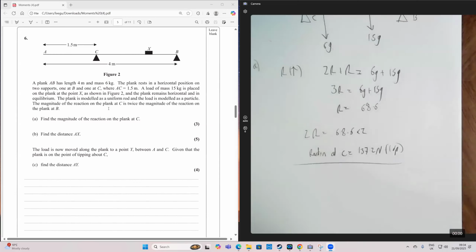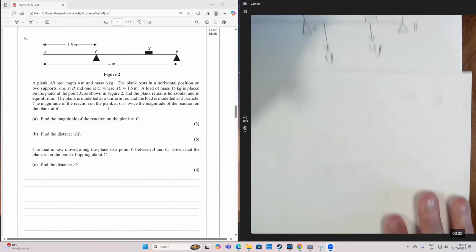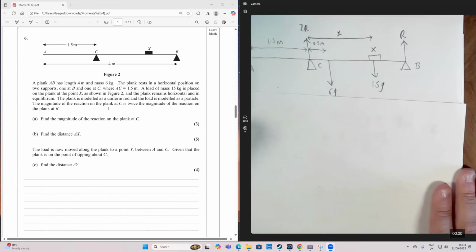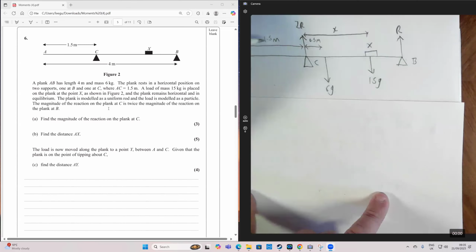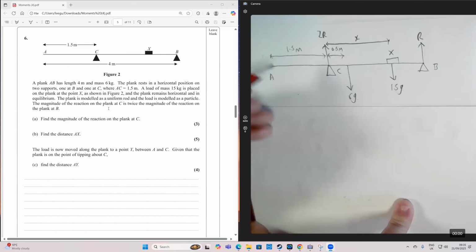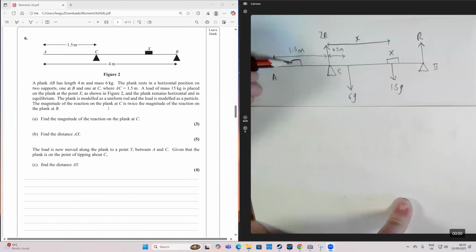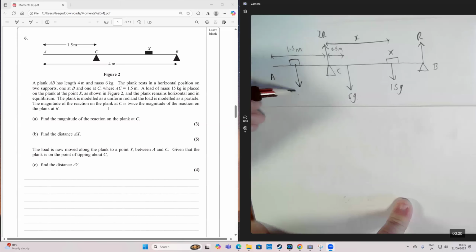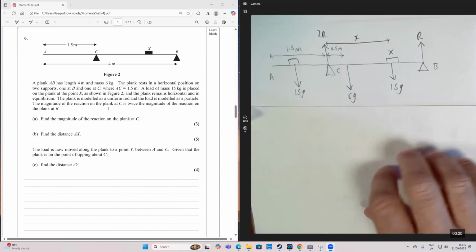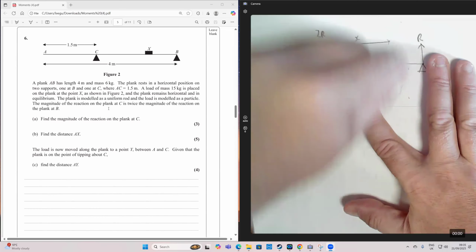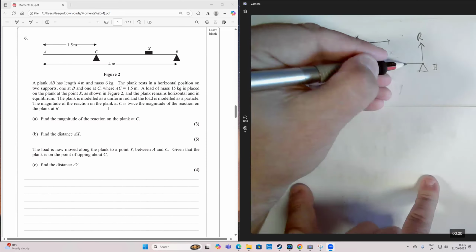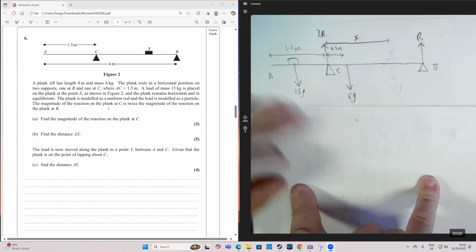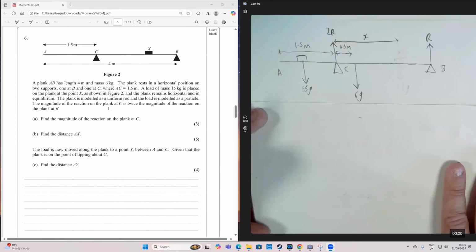So the next bit, the load, this load here, X, is now moved along the plank to a point Y that is between A and C. So this load is moved along here. So it's now over here, somewhere, we don't know where. Let's call it 15g, there it is. And it's been removed from here, so it's gone from there. And it is now moved along here. Okay, so that's our new situation now.